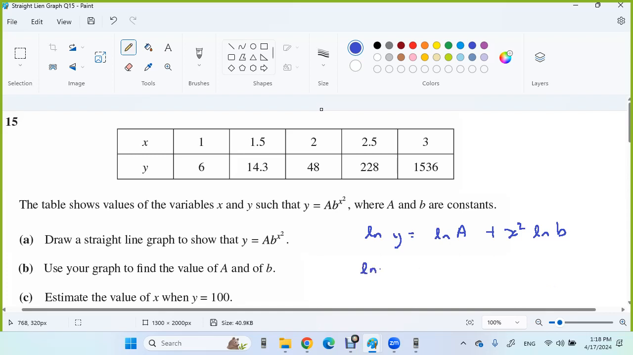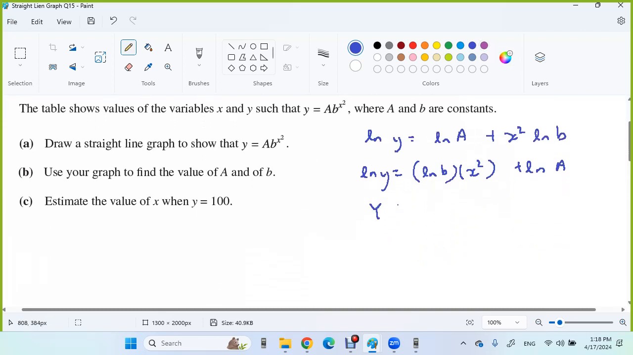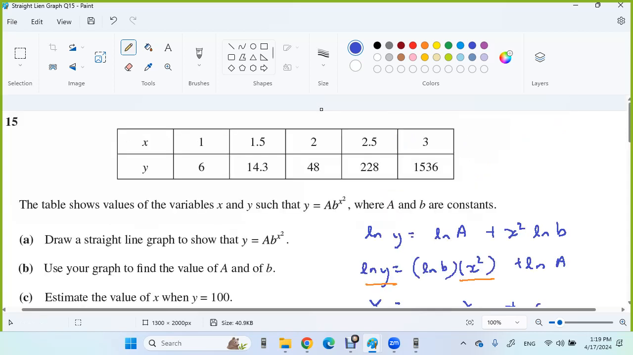So ln y = ln b multiplied by x² plus ln a. So we have capital Y = mX + c. The capital X and capital Y will be x² and ln y. So, ln y and x².